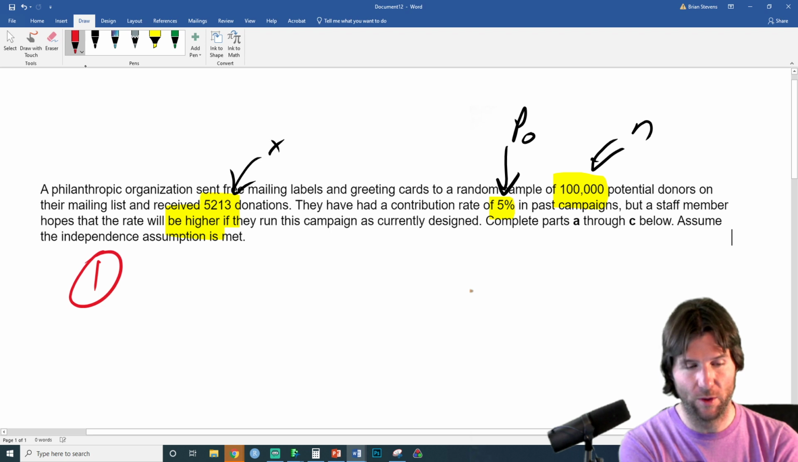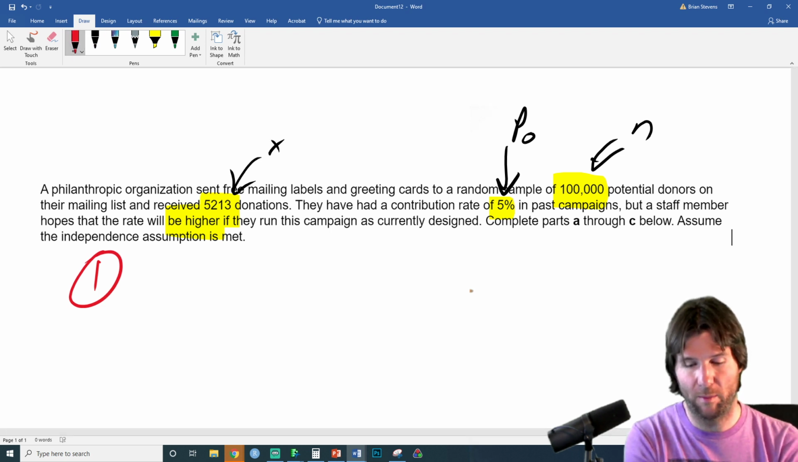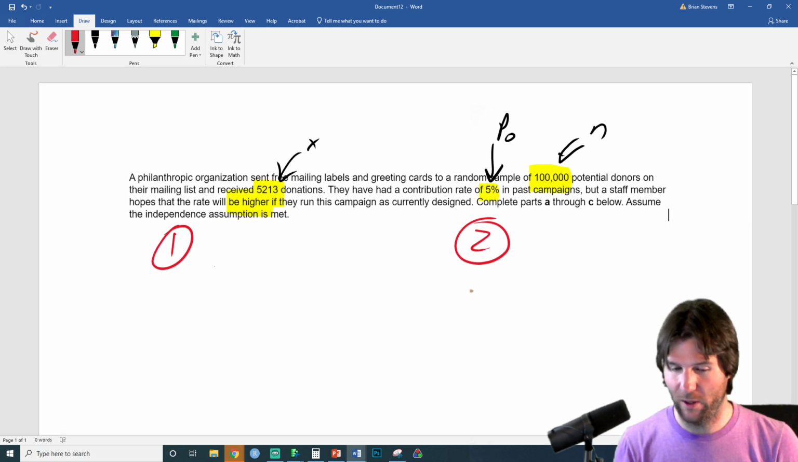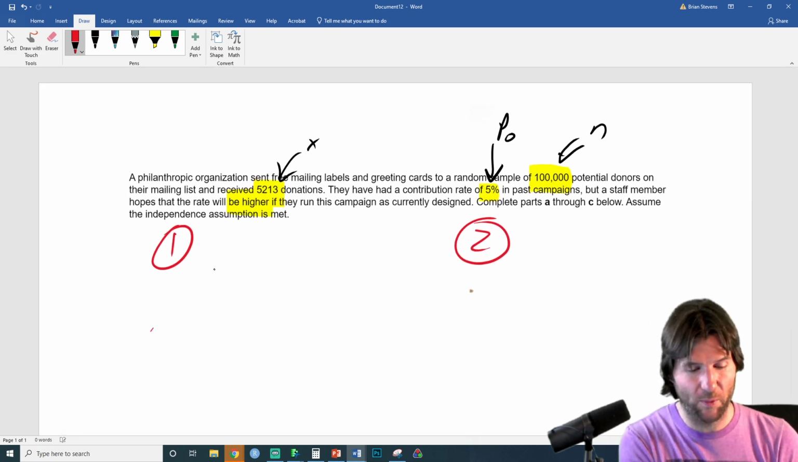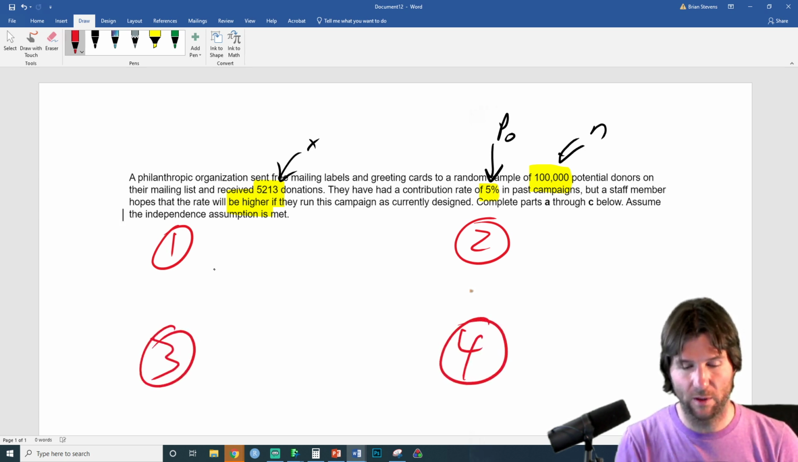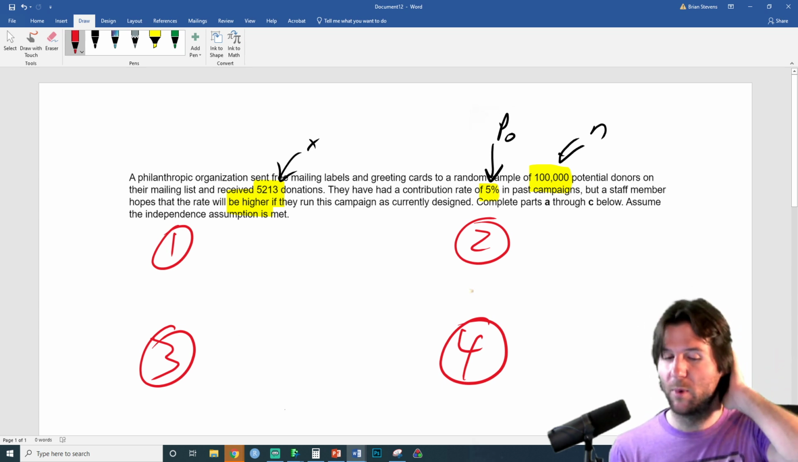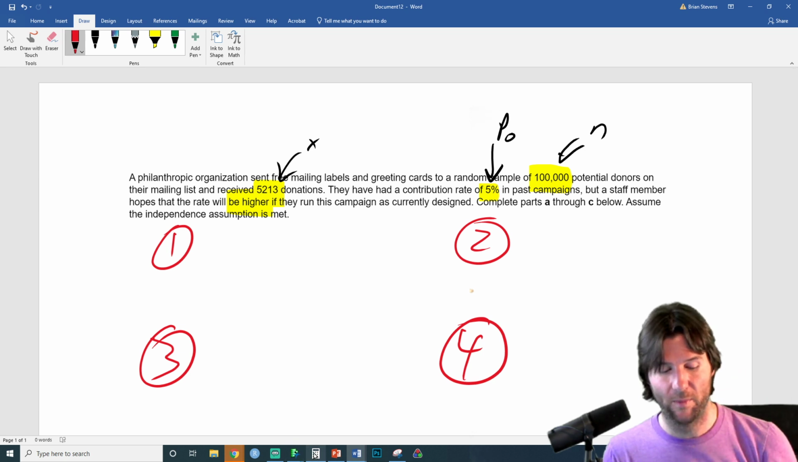Step number 1, write your null and alternative. Step number 2, find the z-score or t-score or chi-squared later on. Step number 3 is going to be to find the p-value, and step number 4 is going to be reject or fail to reject the null. So when we do this problem, we're dealing with some small numbers. That's the least fun part of this problem.